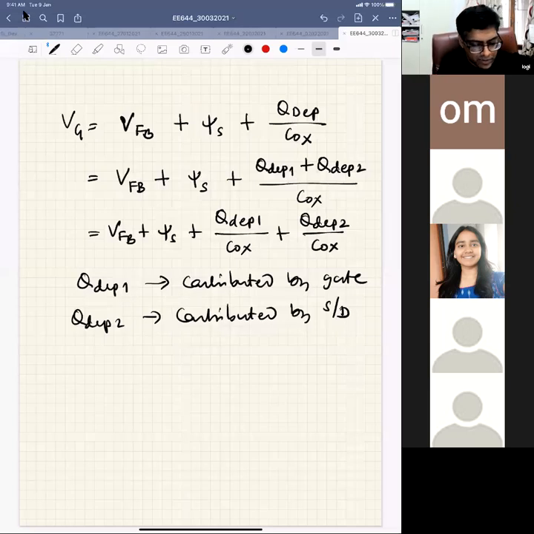So in this way, you see this part is not controlled by the gate, right? Since this Q depth 2 is already given by source and drain, to achieve the total Q depth needed for inversion, the depletion charge needed for inversion, I have to apply a small gate voltage. So your threshold voltage will reduce, right?